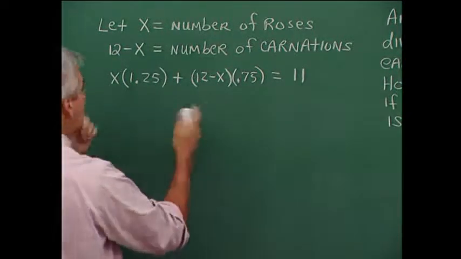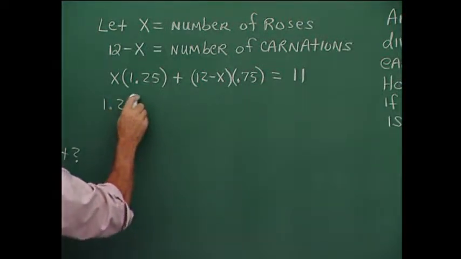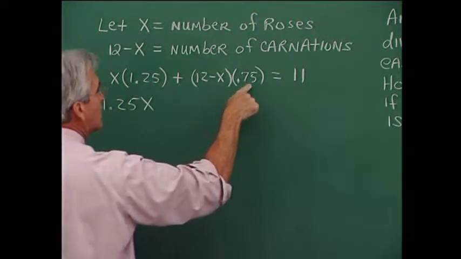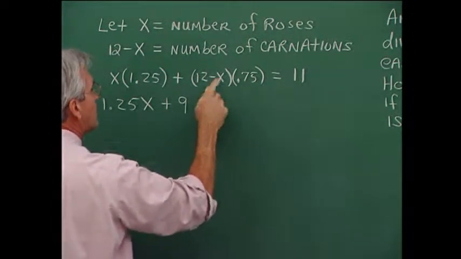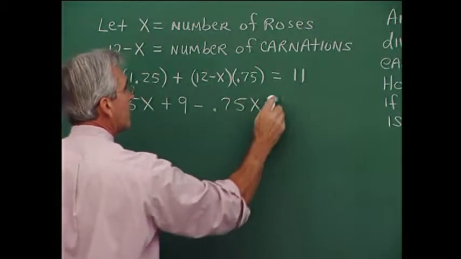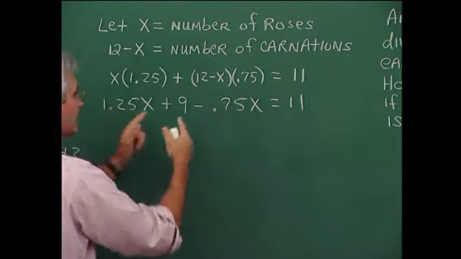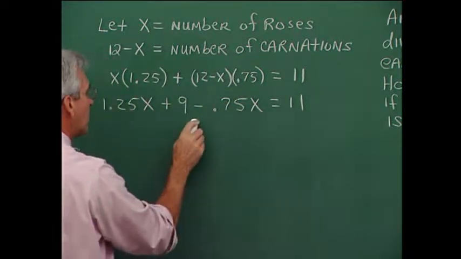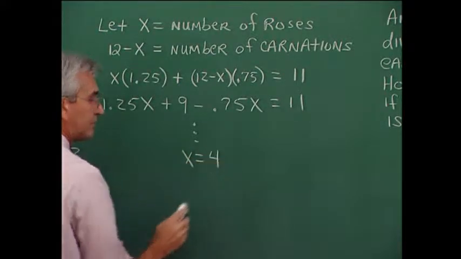At any rate, using that technique, you can clear decimals in equations very easily. Now, it's not too hard to work this one using the decimals, and here we would have 1.25x, and then let's see, 0.75 times 12 would be 9, and then 0.75 times minus x is minus 0.75x. And then this is equal to 11. Now we would kick the 9 to the other side, collect the x's over here, work the problem. I'm sure we can do that at this point. We would find x to be 4.